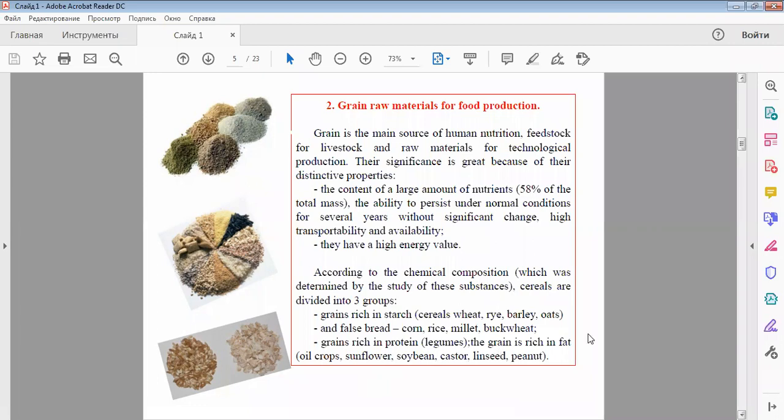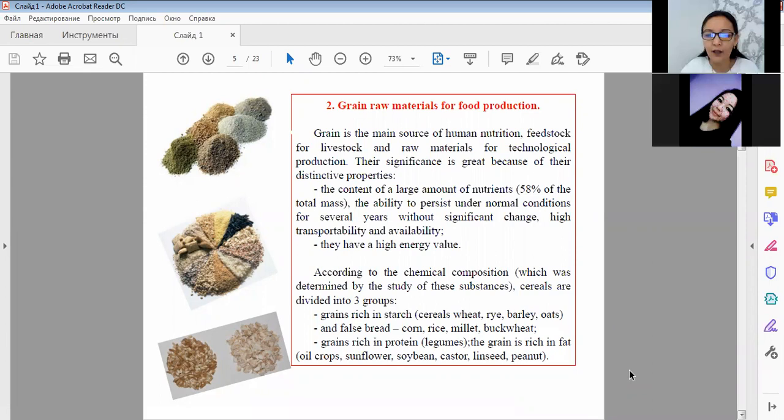According to the chemical composition, cereals are divided into three groups. Grains rich in starch, for example, cereals: wheat, rye, barley, oats. And the next group is false bread: corn, rice, millet, buckwheat, and the grain rich in protein, and the grain rich in fat. For example, oil crops: sunflower, soybean, castor, linseed, peanut.